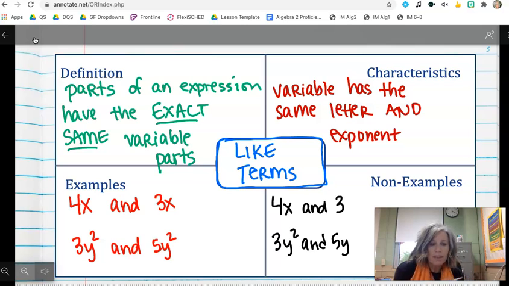Okay, so this is a definition. I'm going to stop this video. These are the notes, and then we're going to look at some examples next.